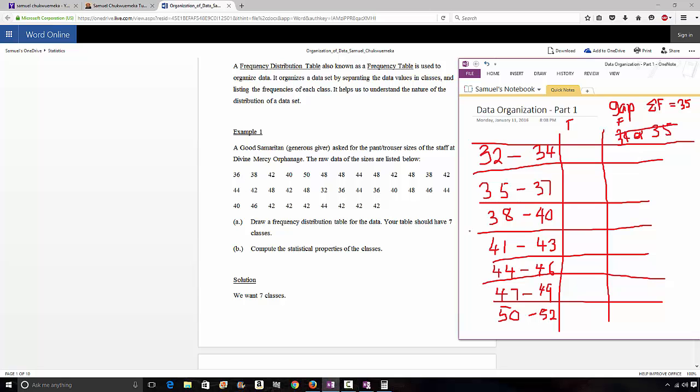Like 36, we have 36 as number one here. So 36 falls in the second class. I put a tally here. The next one is 44. I put a tally here. For this second class, to know that it is the second class, you can just write two. This 44 falls in the fifth class, so you might want to write 5 here. 40 falls in the third class, so you might want to write 3. Okay, so that is your tally.